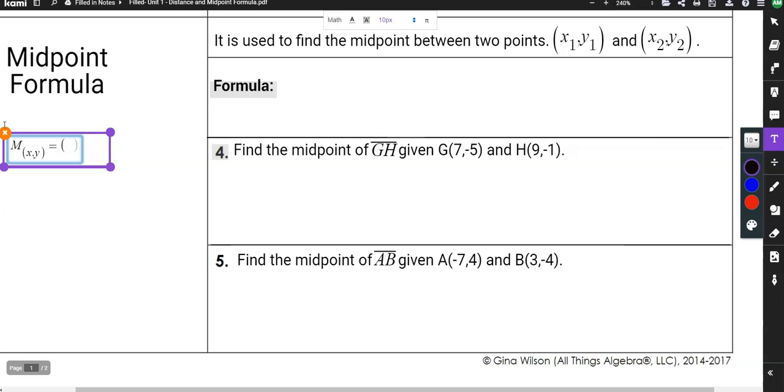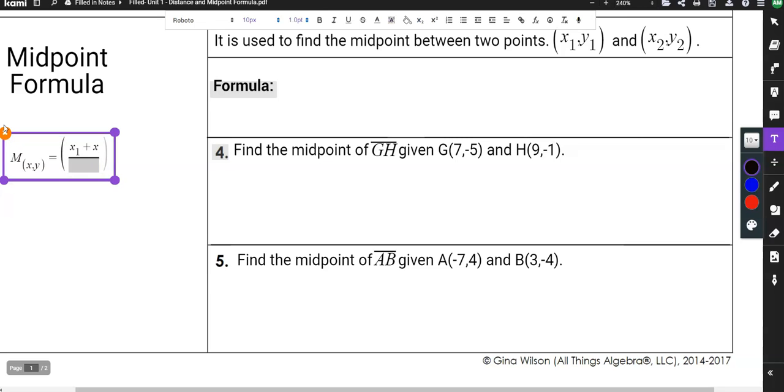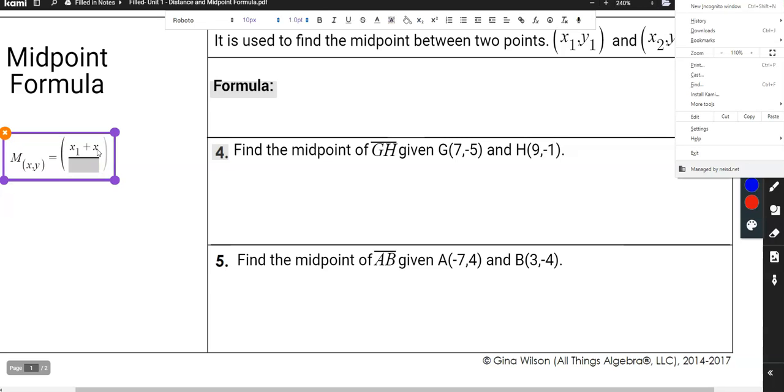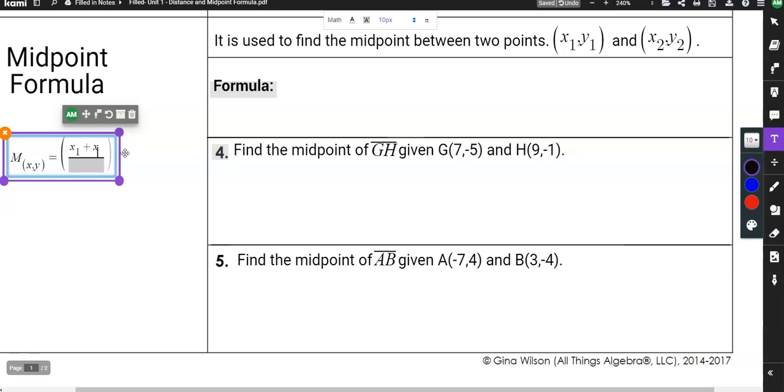So it's midpoint, in x, y format, is going to be equal to a fraction, x1 plus x2, and we're going to divide that by 2, and comma, fraction, y1 plus y2, and we're going to divide that by 2. So that's what the traditional formula looks like.